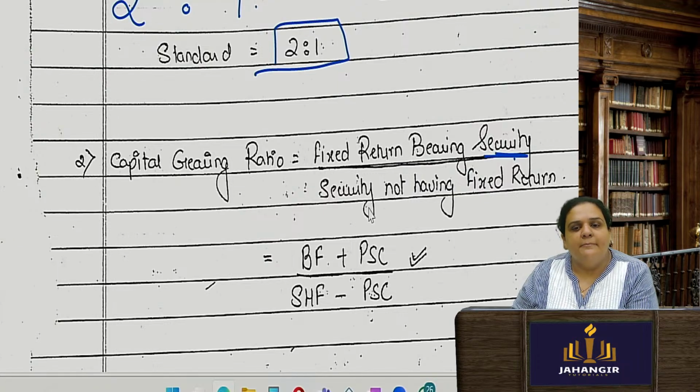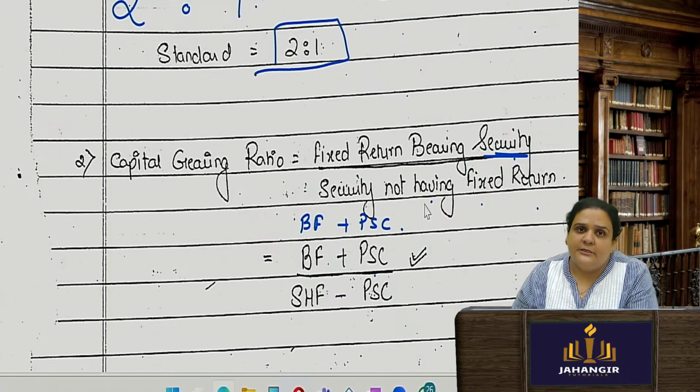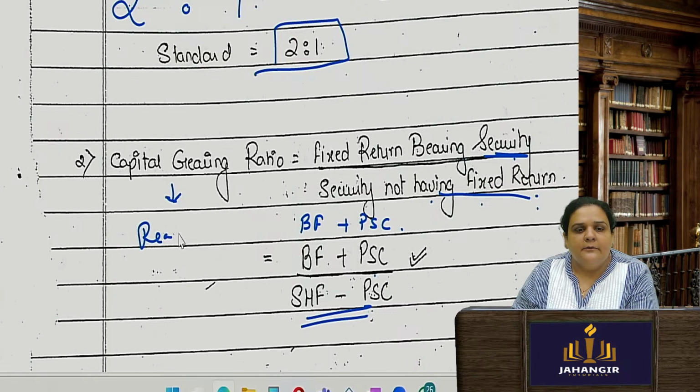Then you have capital gearing ratio, your fixed return bearing security divided by security not having fixed return. Which is your fixed return security? One is your borrowed funds, long-term debentures, bank loan, plus your preference share capital. Fixed return you have to pay them, whether you make profit or no. Divide by security not having fixed return, shareholders funds minus preference share capital. So this you all can go through later, read it.